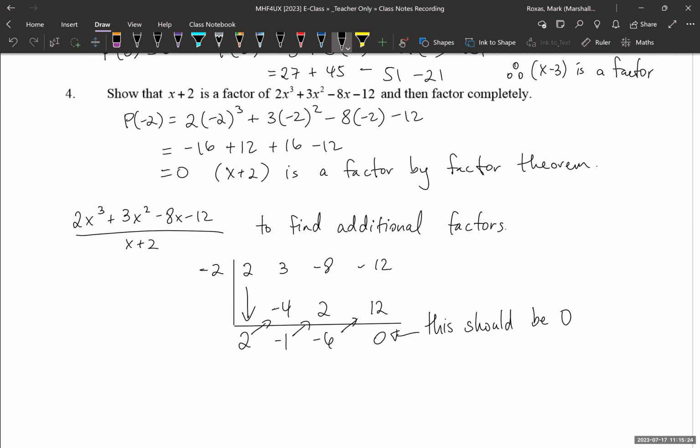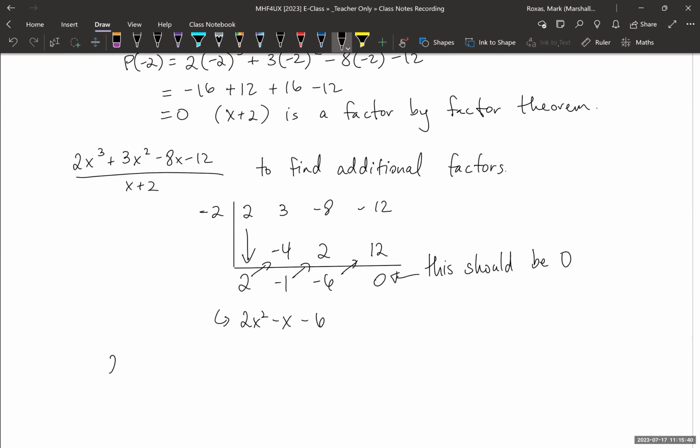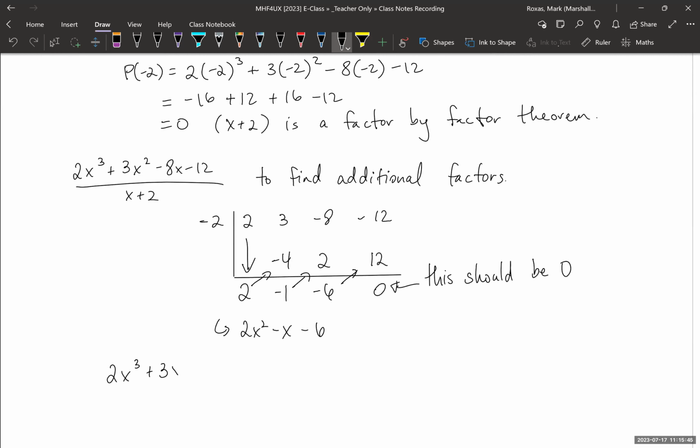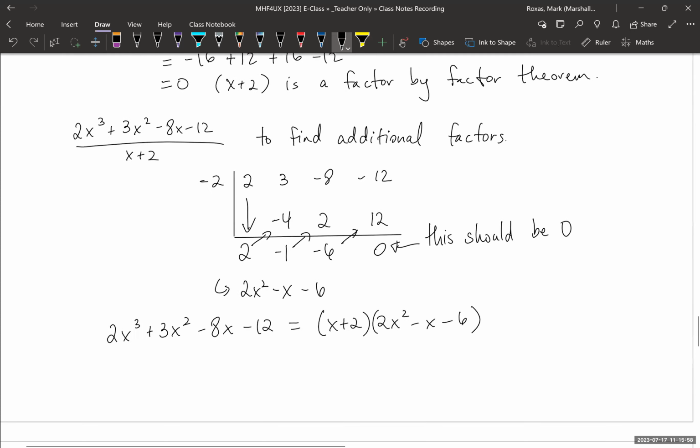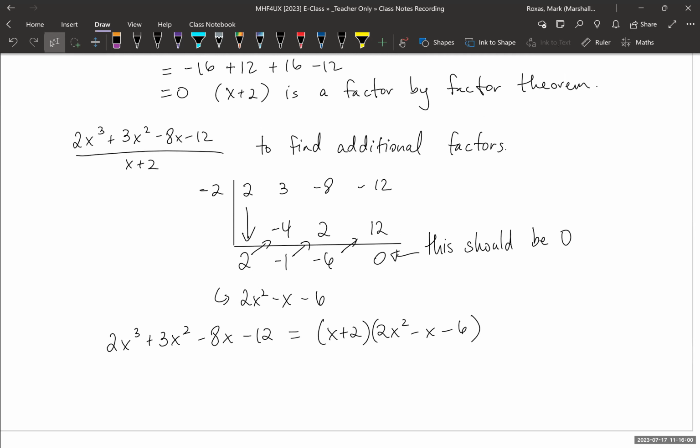So here is our quotient, right? So our quotient is 2x squared minus x minus 6. Okay, so what does that say? Well, that says 2x cubed, the whole polynomial from the beginning, 2x cubed plus 3x squared minus 8x minus 12 is equal to x plus 2 times 2x squared minus x minus 6. Okay, so these two factors, when I multiply them, give me that original polynomial.